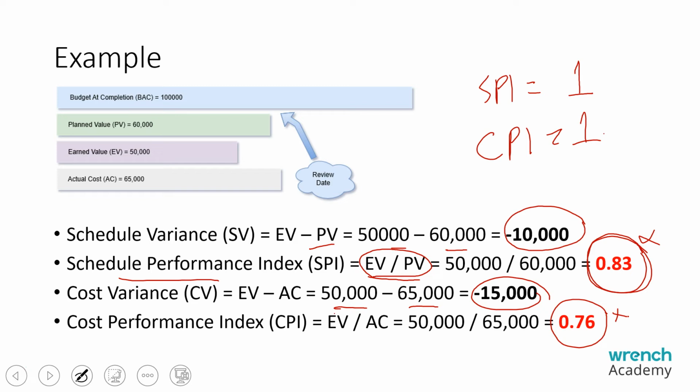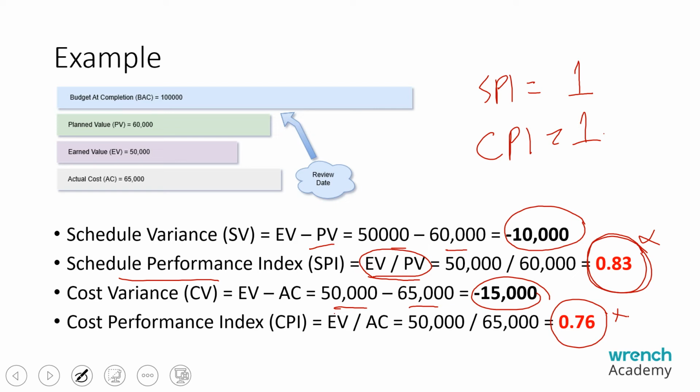So as project managers, our goal should be to maintain the SPI and the CPI of the project around 1, and that is our goal. But as of now, both are less than 1.